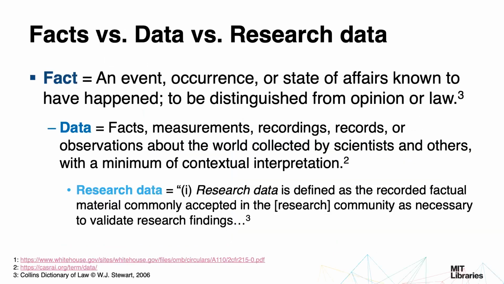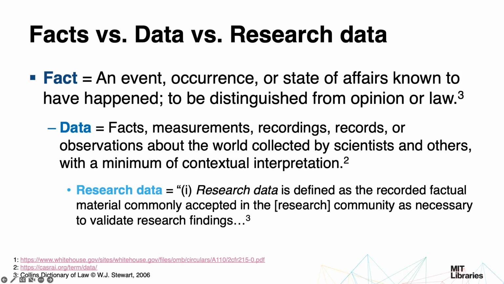So first of all, what is it that we're talking about when we're talking about data? First of all, there are facts, right? A fact is a thing that happens. It's known to have happened. It can be distinguished from opinion. It can be distinguished from other structures. Data is a specific subset of fact, where it's an observation about the world that's collected within a research setting or some other structured mode by scientists or by others, and it has a minimum of contextual interpretation.